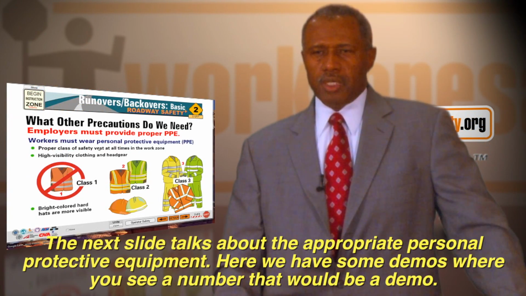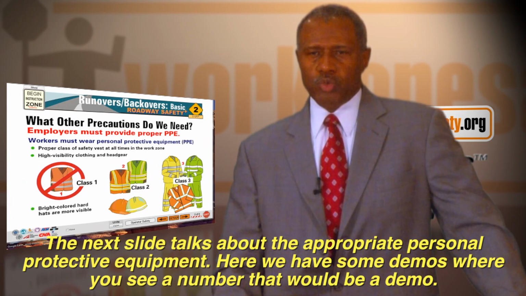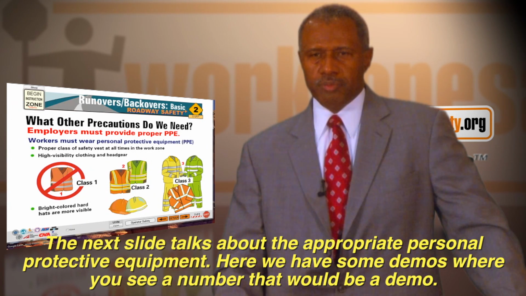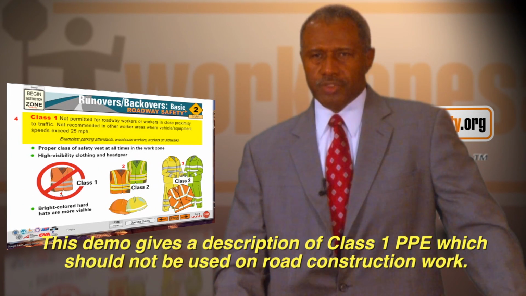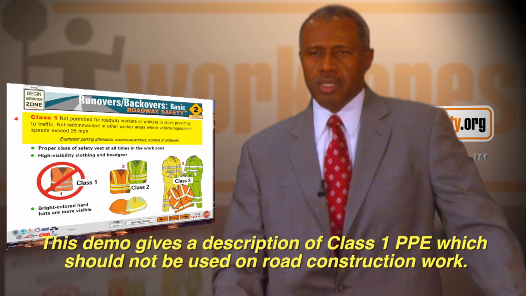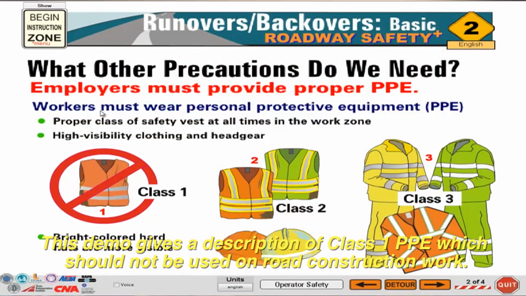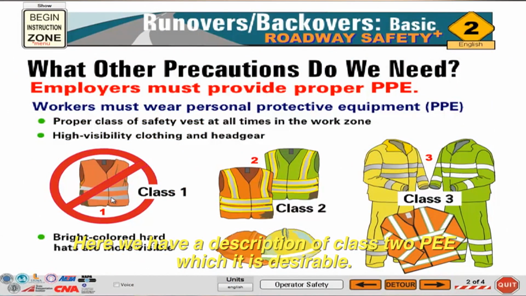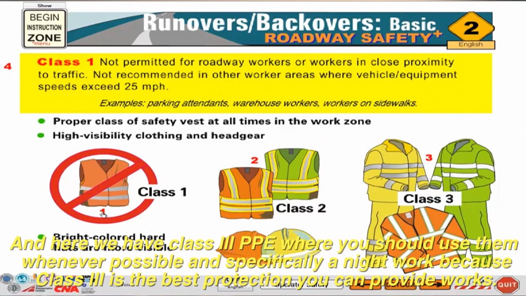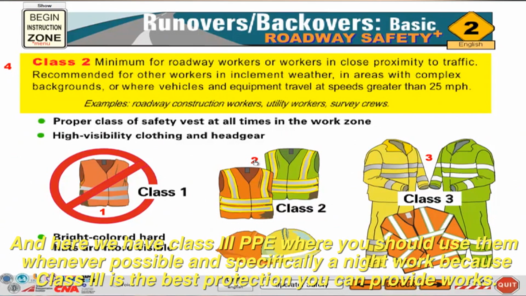The next slide talks about the appropriate personal protective equipment. Here we have some demos. Wherever you see a number, that would be a demo. This demo gives a description of Class 1 PPE, which should not be used on road construction work. Here we have a description of Class 2 PPE, which is desirable. And here we have Class 3 PPE, where you should use this whenever possible, and specifically on night work, because Class 3 is the best protection you can provide workers.